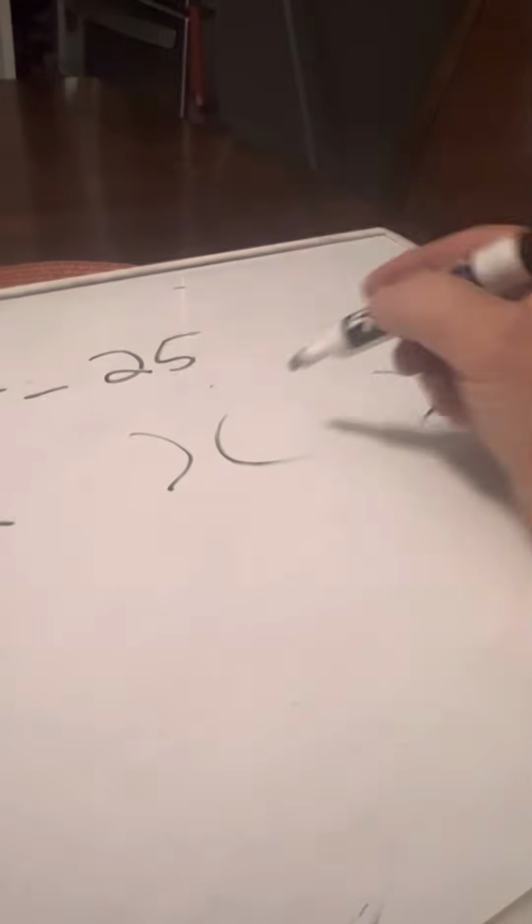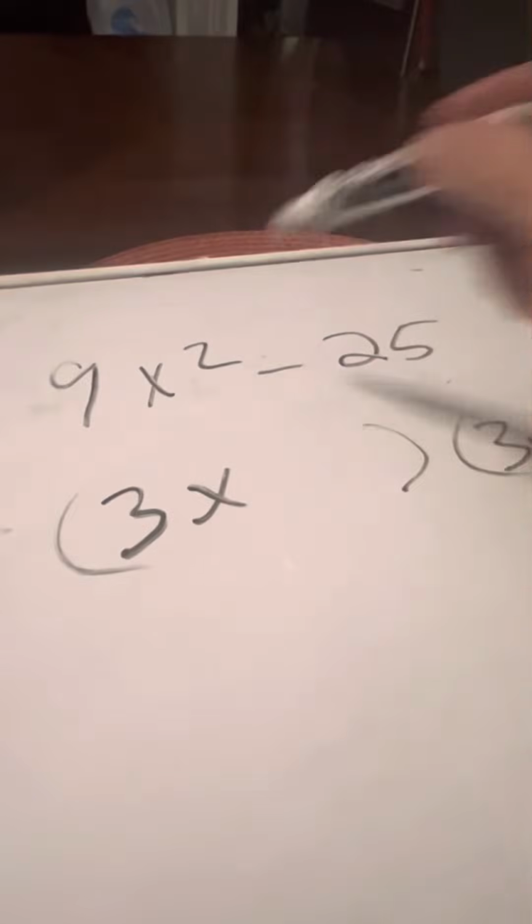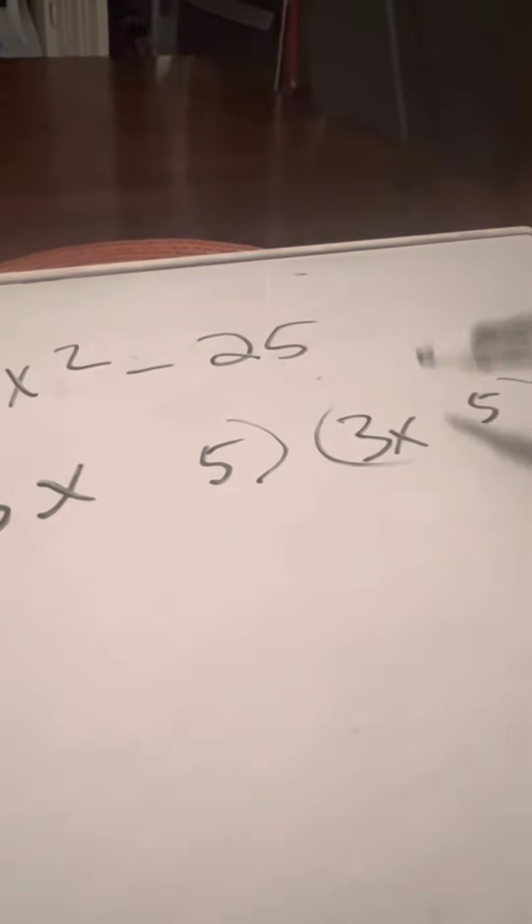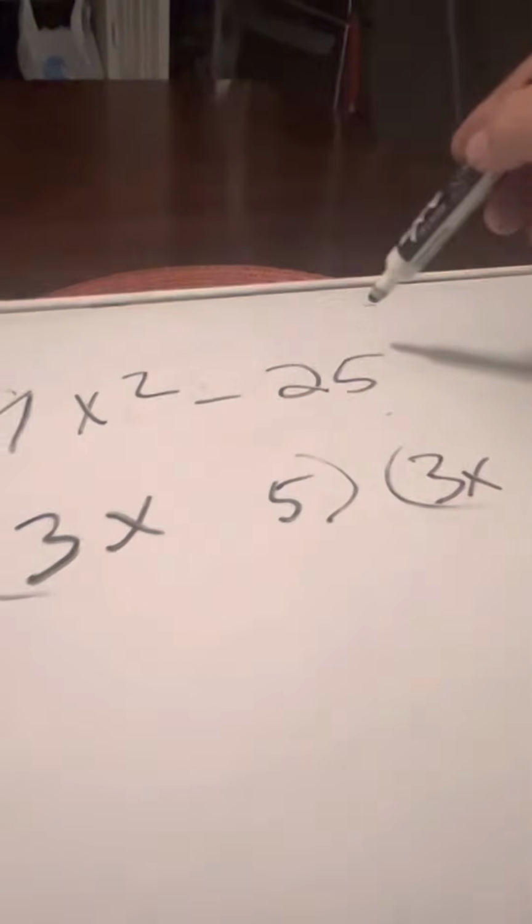Let's put our parentheses in here. And I know I have to have another 3x so that they'll equal 9x squared. And a 25, well, 5 times 5. Okay? And somehow I have to make it so that I only end up with 2 numbers here. So how do I do that?